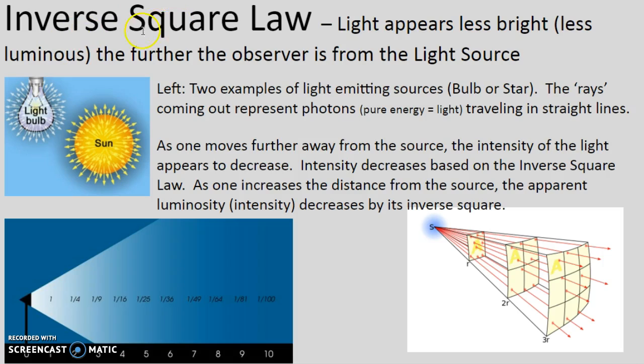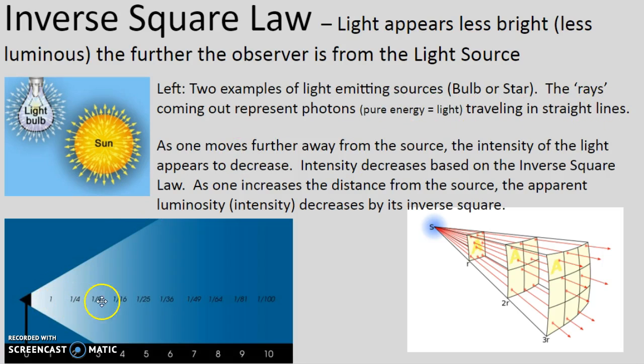So we can apply the concept of the inverse square law to make sense of this. Light appears less bright, or less luminous, the further the observer is from the light source. Now we talked about anything that's emitting light. We can say a light bulb or a sun, a star. That these are emitting light, that the rays coming out represent photons, the pure energy, that's the light, traveling in straight lines.